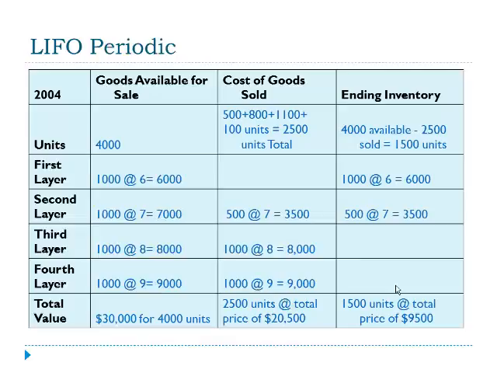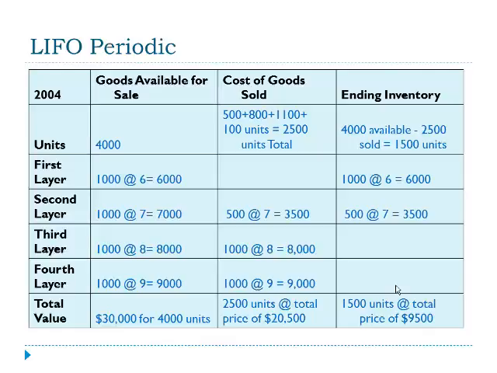Here's an example of LIFO periodic. In our example, we have 4 layers of inventory, including 4,000 units. Cost of goods sold represents items that are taken from the most recent layers. The items now are from the most recent layers, so the 1,000 at $9, the 1,000 at $8, and 500 out of the $7 layer are the ones that are considered sold.